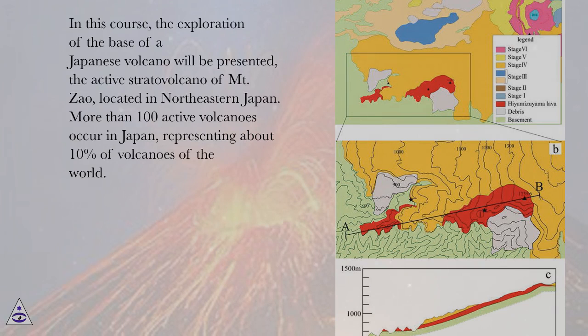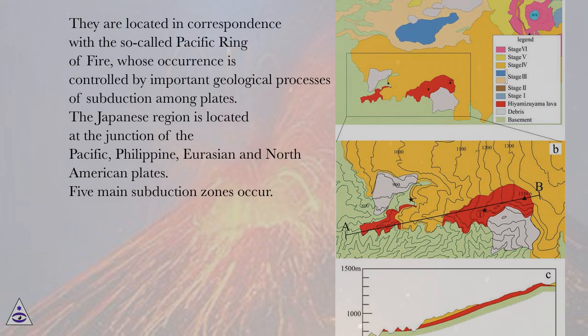In this course, the exploration of the base of a Japanese volcano will be presented, the active stratovolcano of Mount Zao, located in northeastern Japan. More than 100 active volcanoes occur in Japan, representing about 10% of volcanoes of the world. They are located in correspondence with the so-called Pacific Ring of Fire, whose occurrence is controlled by important geological processes of subduction among plates. The Japanese region is located at the junction of the Pacific, Philippine, Eurasian and North American plates. Five main subduction zones occur.